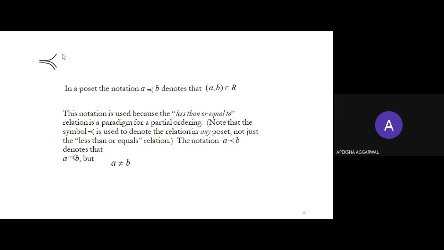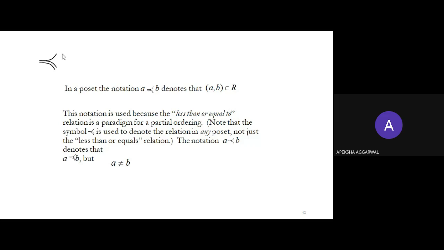This less than or equal to symbol is used to denote a poset. In a poset, the notation a ≤ b denotes that (a, b) belongs to R. This notation is used because the less than or equal to relation is a paradigm for partial ordering. We will see how this less than or equal to is okay for partial ordering. And when there is no equal to sign, a < b, that means a is not equal to b, only a is less than b. Okay? So this is a symbol for representing a poset.